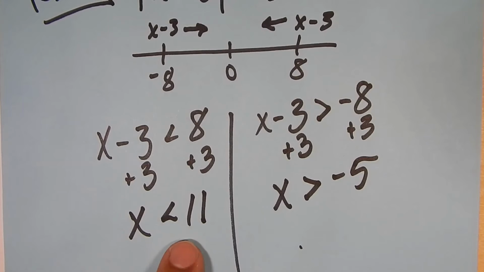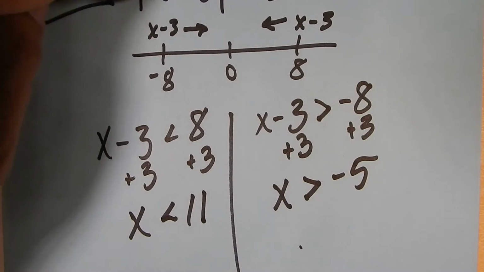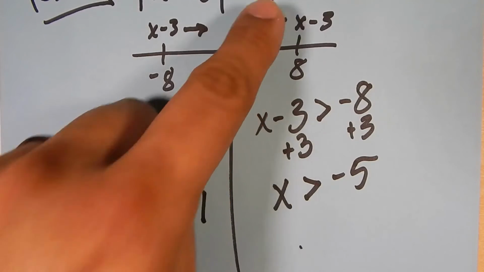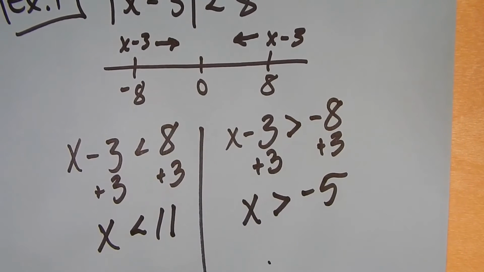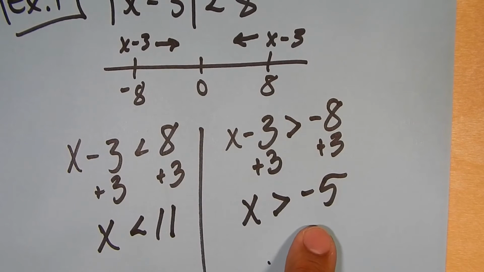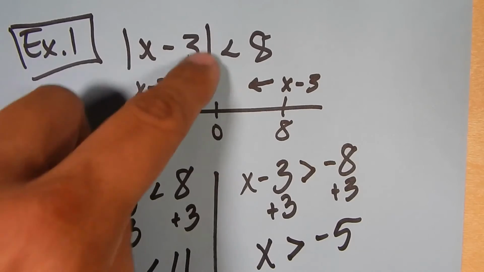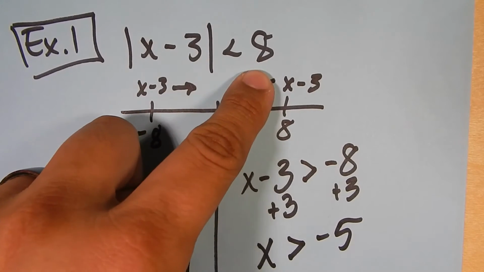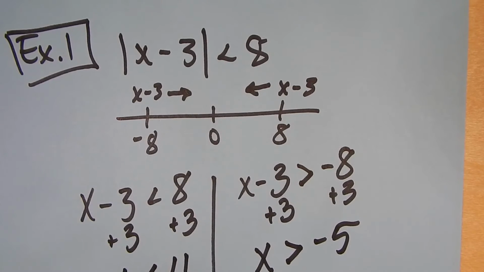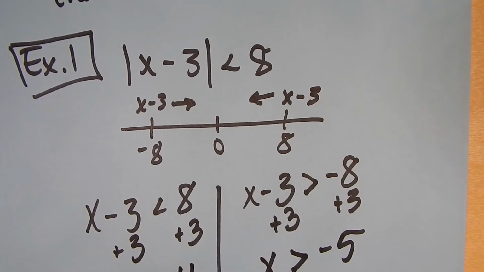So if I pick 11 or something less than that, so like 10, 9, 8, if I pick 8, 8 minus 3 is 5, well that is less than 8. If I pick something greater than negative 5, so like, I don't know, 0. 0 minus 3 is negative 3. The absolute value of that is 3, which is less than 8. That is a valid statement. So they look a lot scarier than they are. That's the thing to remember about these problems.